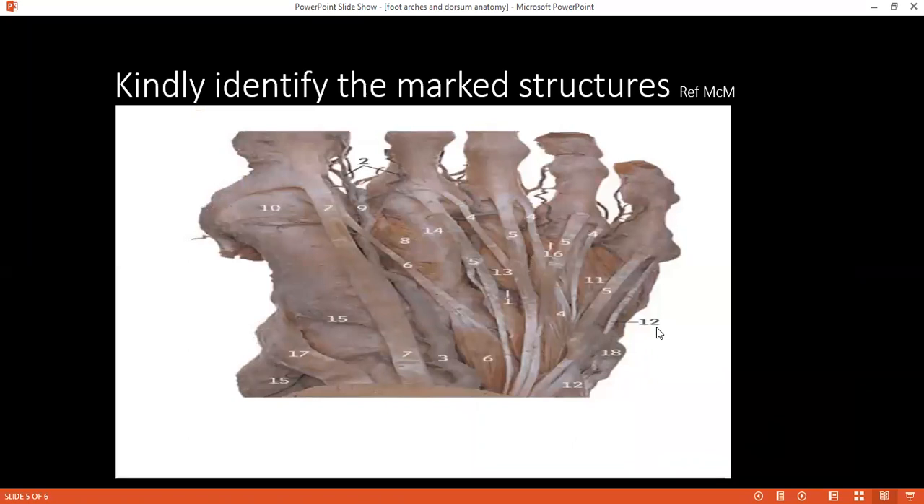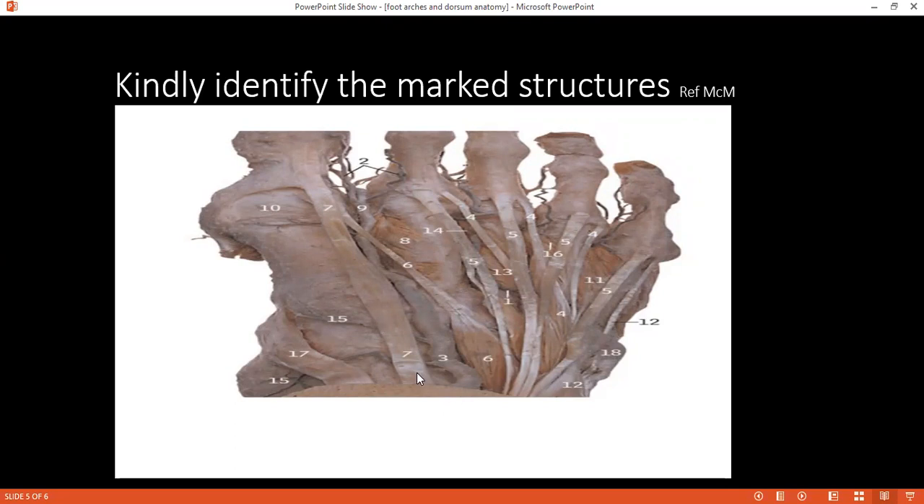Okay, last question. Please tell me, what are the muscles which make the tendo Achilles? Ma'am, the tendo Achilles is mainly formed by the gastrocnemius and the soleus. Okay, can you please identify the tendons on the dorsum of the foot? Which tendon is seven? Flexor hallucis longus. Extensor.